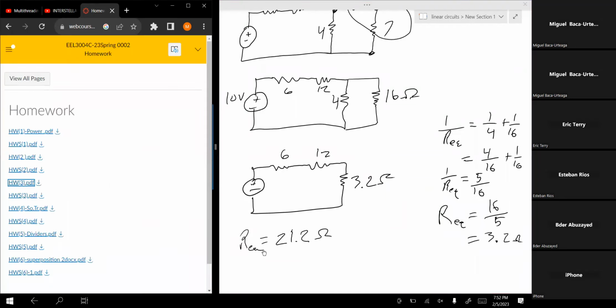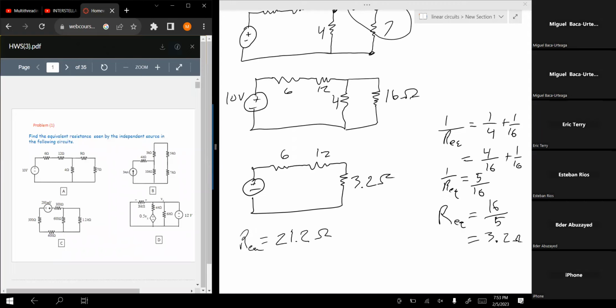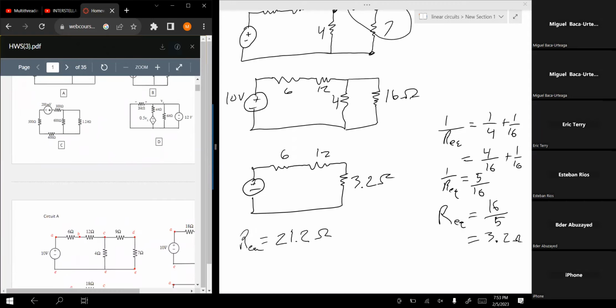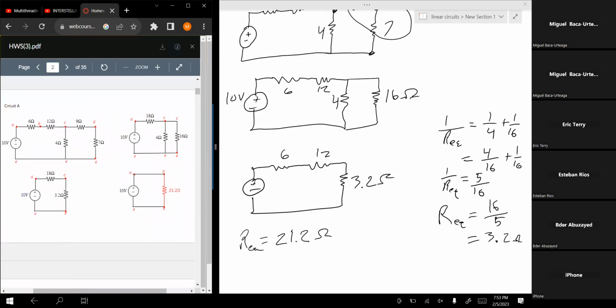Let's look at the final answer. It'll load. Okay. Yep, 21.2. See, and this is exactly how they did it there. Does that make sense? iPhone? I hope it does. Yeah.